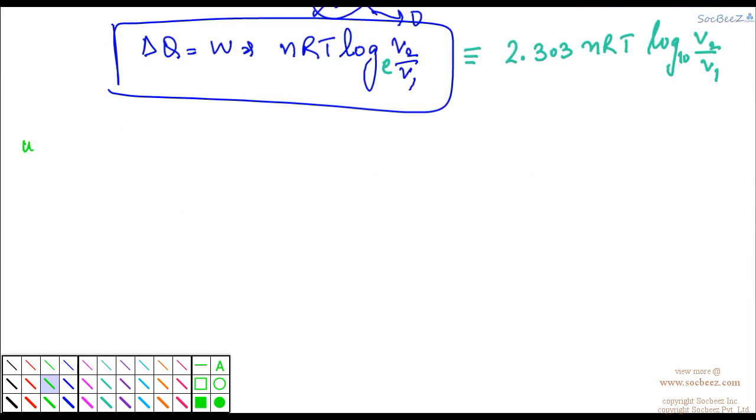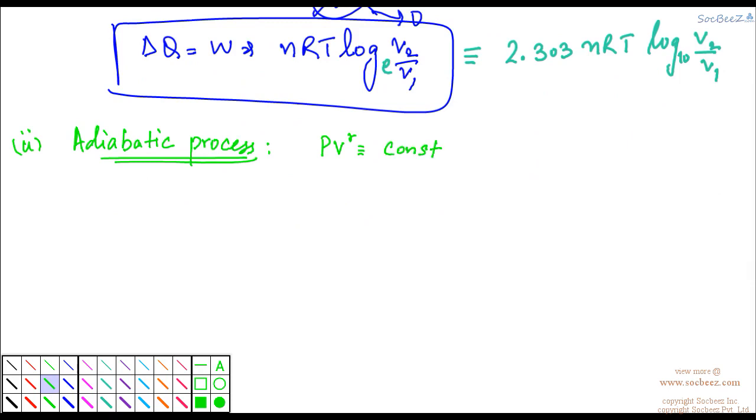Let's try to do this for the second process we learned, that was the adiabatic process. In the adiabatic process, what we had was PV raised to power gamma was constant, right? And we know that it follows PV equals nRT as well, because we are dealing with ideal gases. So we can split this PV. Let's suppose it was equal to some constant K. Let's try to split it.